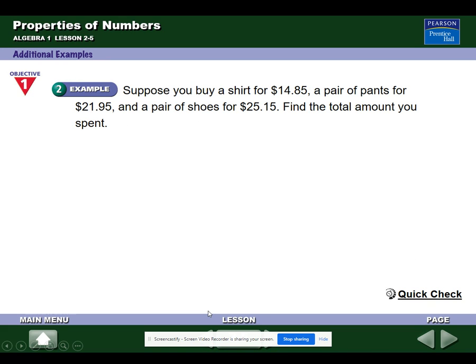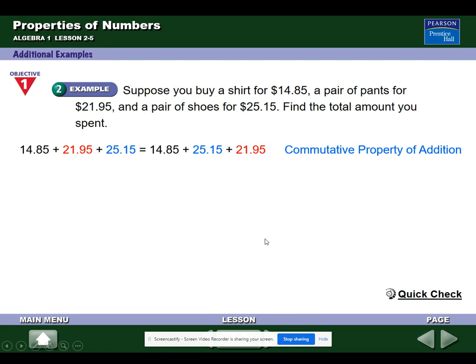Okay, next example says, suppose you buy a shirt for $14.85, a pair of pants for $21.95, and a pair of shoes for $25.15. I don't know where you get a decent pair of shoes for $25.15, even 12 years ago, but find the total amount you spent. Okay, so here's what they're going to show. Obviously, you're going to add those numbers up.